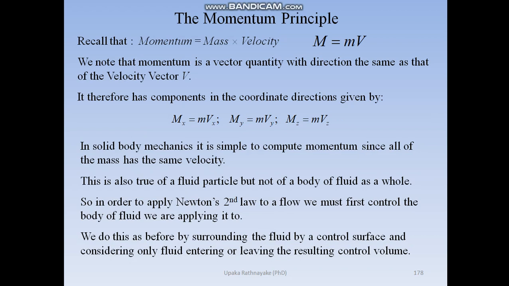Thus, for fluids in motion in a three-dimensional frame, we can define three types of momentum: mx, my, and mz. Now we know in solid mechanics, momentum is mass times velocity. So mx is mass times velocity in x, whereas my is mass times velocity in the y direction. Similarly in the z direction as well.